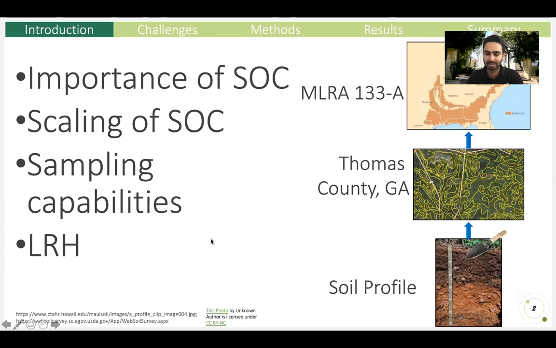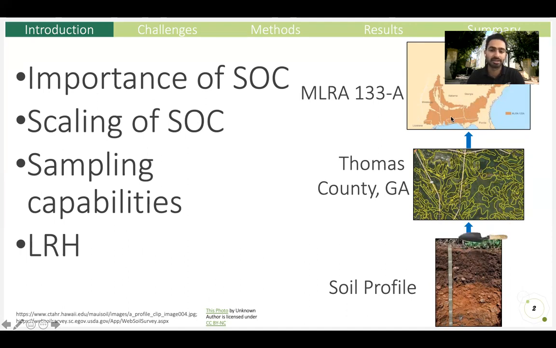It's mainly because of the sampling capabilities, because the number of samples we can take by going to the field is limited, and then there are scaling constraints. So right now, USDA NRCS use the land resource hierarchy, a simpler version of which is shown on the right. First, soil scientists take a sample from a soil profile, which they analyze in the lab and come up with the carbon value for it. A number of soil profiles get clubbed together to represent a soil map unit, which mainly looks like this in a county, and a number of map units are clubbed together into an MLRA.